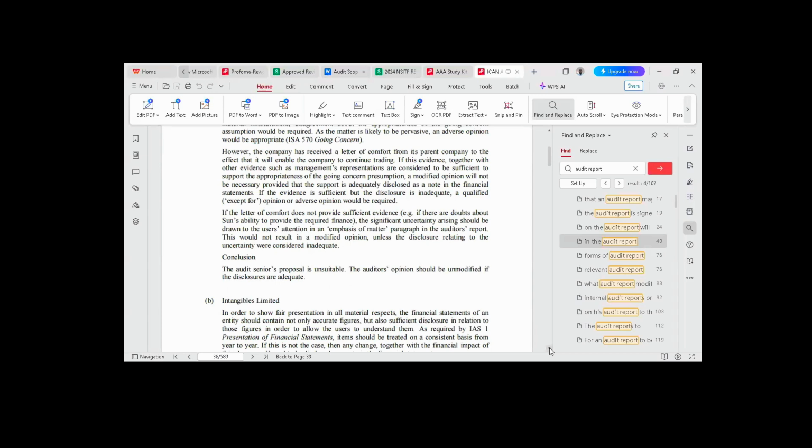Because that letter has allayed any fear of going concern. That fear of going concern has been removed, because somebody is saying, don't worry, continue, and you have my support. That means you don't have anything to fear. That is what it means. So it's sufficient evidence to the auditor. So you shouldn't have given a modified audit report. I hope that is clear.